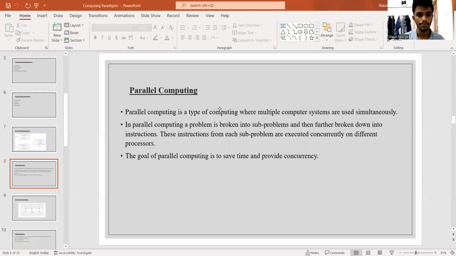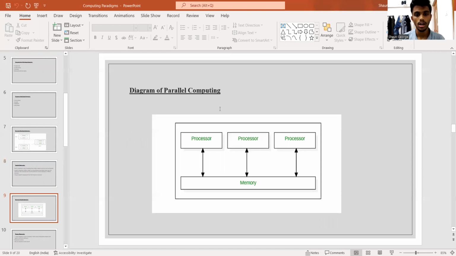Next, parallel computing. Parallel computing is a type of computing where multiple computing systems are used simultaneously. In parallel computing, a problem is broken into sub-problems and then further broken down into instructions. These instructions from each sub-problem are executed concurrently on different processors. The goal of parallel computing is to save time and provide concurrency. This diagram shows parallel computing.